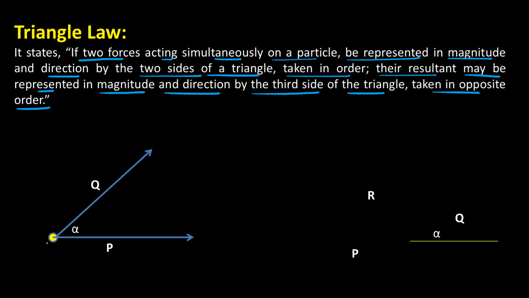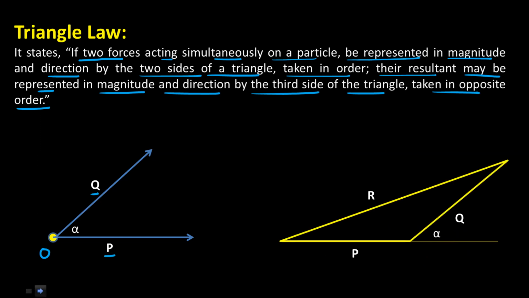Okay, so here you can see there is one point O. On this point, two forces, one is force P and second is force Q. They are acting simultaneously. Okay, and the angle between the two forces is alpha. So if you want to find out the resultant by using the triangle law, then we will show each force by one side of the triangle taken in order. So first take the P force. So this is the force P, one side of the triangle. Take this second force Q as a second side of the triangle taken in order.